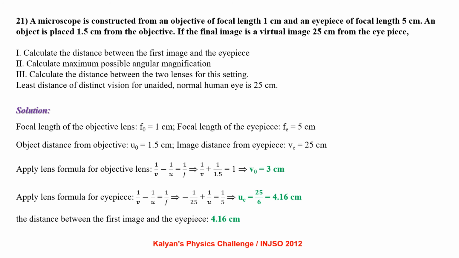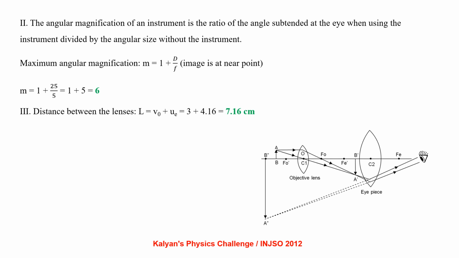Let us proceed to the next frame. The angular magnification of an instrument is the ratio of angle subtended at the eye when using the instrument divided by the angular size without the instrument. Maximum angular magnification m equal to 1 plus d by f, that is image is at near point, which comes out to be 6. Distance between the two lenses L equal to V0 plus UE, that is 3 plus 4.16, that is 7.16 cm.